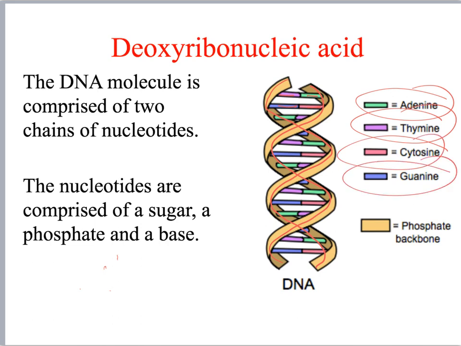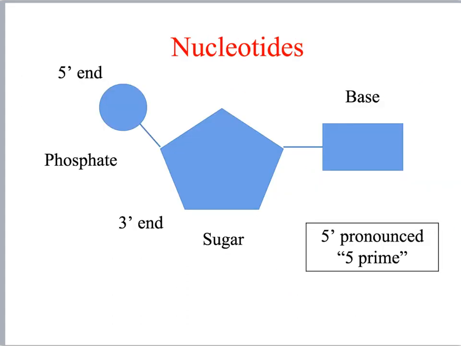Now looking at this structure in more detail, I've got a note here. It says that the DNA molecule is comprised of two chains of nucleotides. Now nucleotides are made up of sugar and phosphate and a base, and that's what forms your sugar phosphate backbone, and attached to that is your base. So your DNA is made up of these nucleotides all joined together, and we're going to look at these nucleotides in more detail.